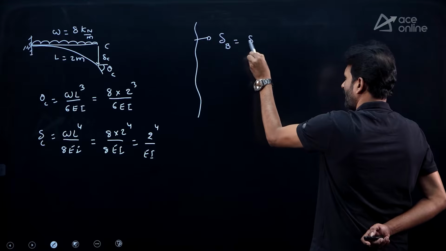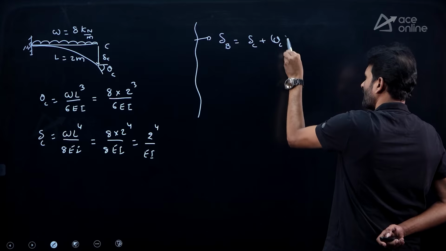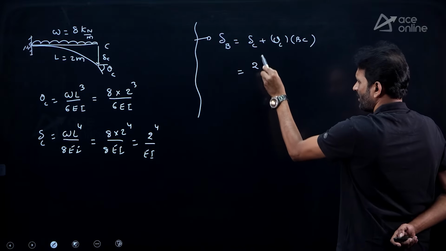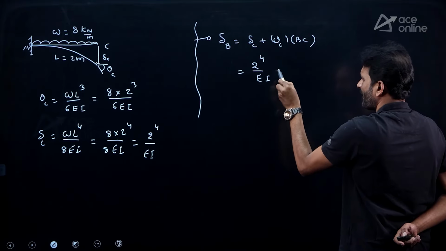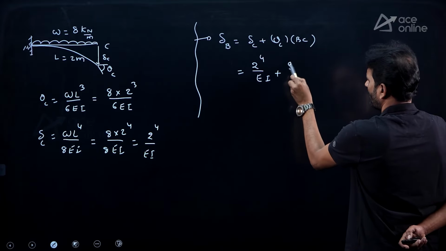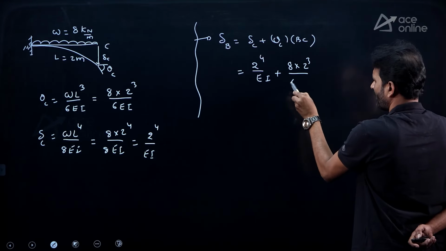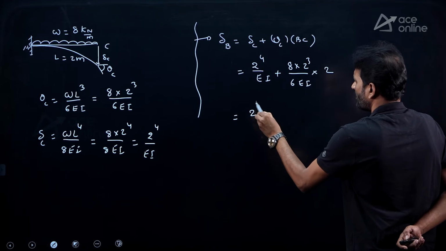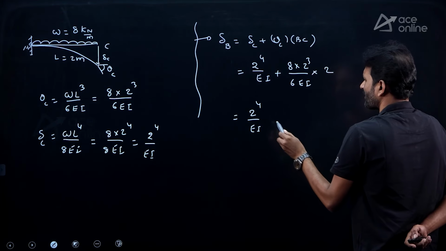Del b, if I am taking del c plus theta c into bc, length of bc. Del c, how much are we having? 2 raised to 4 upon EI plus theta c, 8 into 2 cube divided by 6EI into BC length, which is 2. 2 to the power 4 divided by EI, you can take it as common.